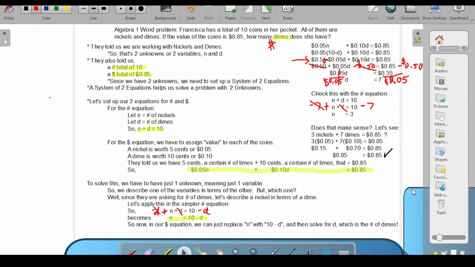Awesome. So there you go. So she has 7 dimes and she has 3 nickels. They didn't ask for that, but we kind of figured it out because we had to check our work.